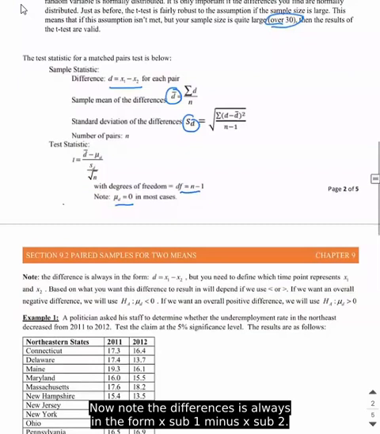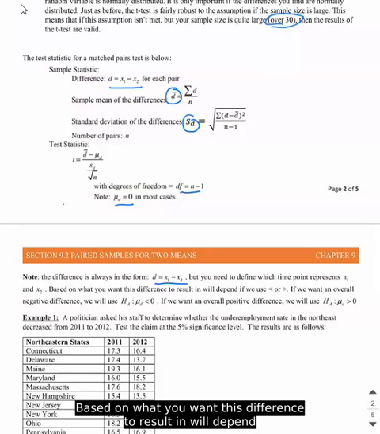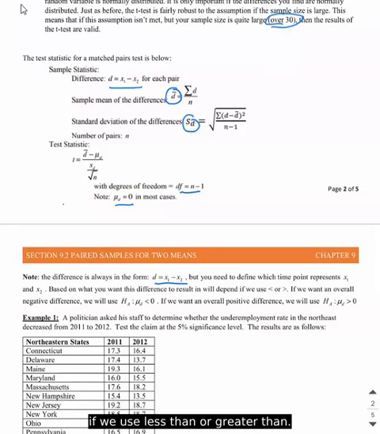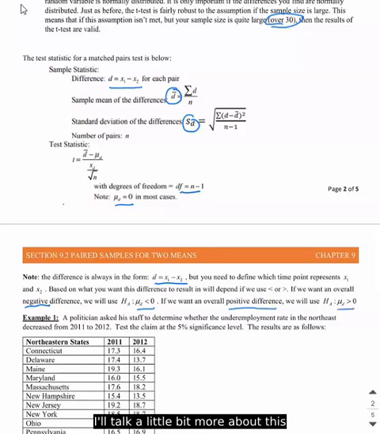Now note, the difference is always in the form x sub 1 minus x sub 2. But you need to define which time point represents x sub 1 and x sub 2. What you want this difference to result in will determine if we use less than or greater than. If we want an overall negative difference, we will use that the difference is less than 0. So negative difference, less than; positive difference, greater than. And I'll talk a little bit more about this as we go through our first example in our next video.